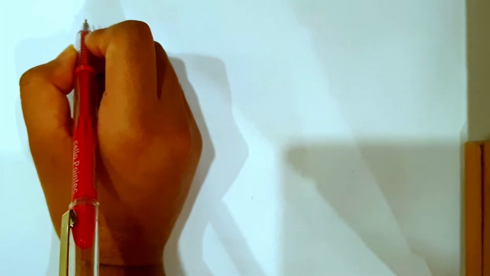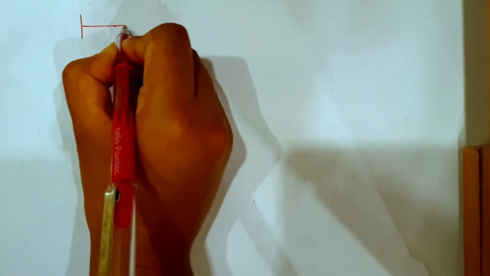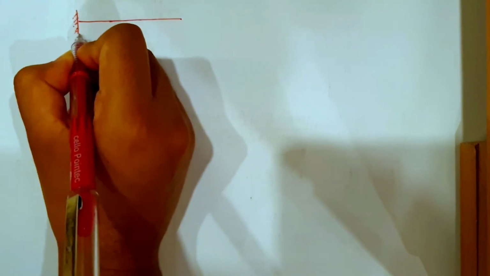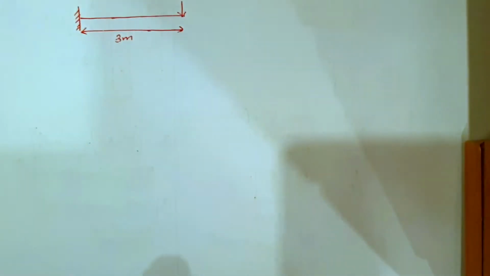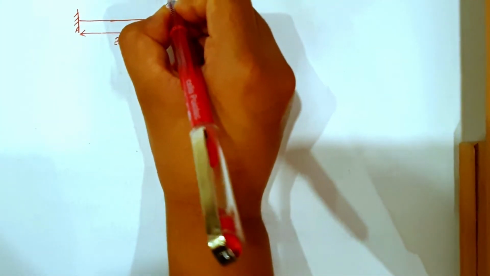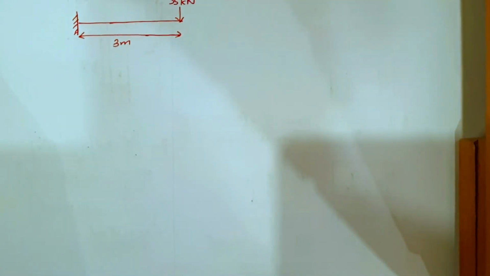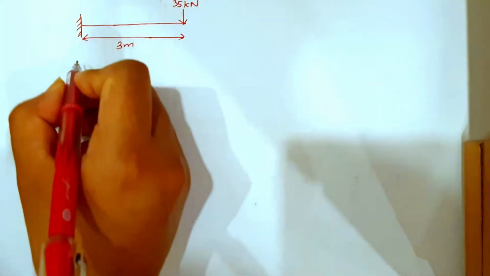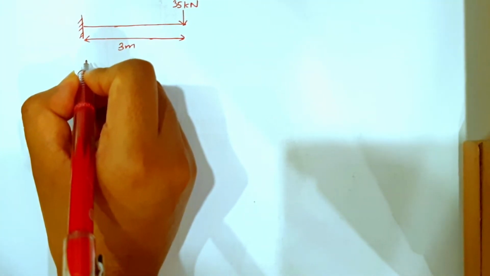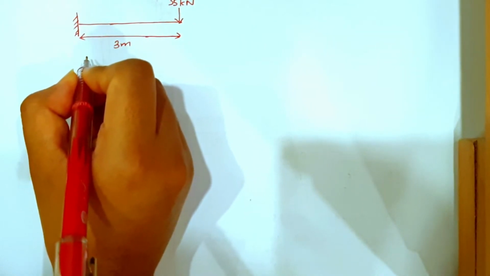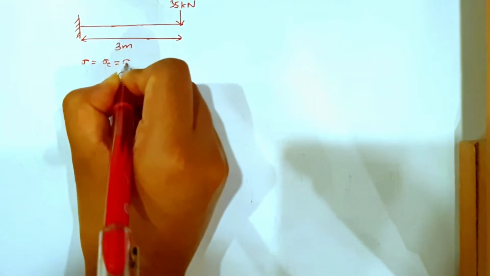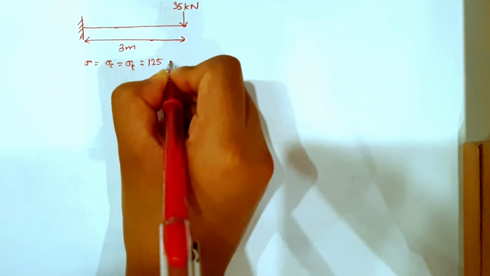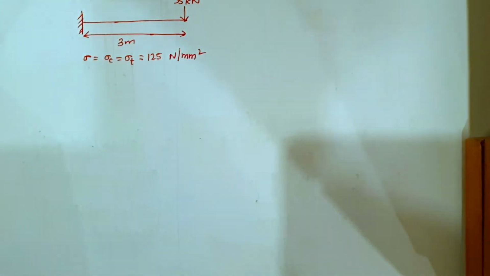For this second numerical, a cantilever beam is given. The length of this cantilever beam is equal to 3 meters, and it has a point load acting at the free end, a 35 kilonewton point load. Now from the question again a stress is given, right? So stress is given in tension and compression. Stress sigma is given in compression and in tension equal to 125 Newton per mm square. This much is given, right?